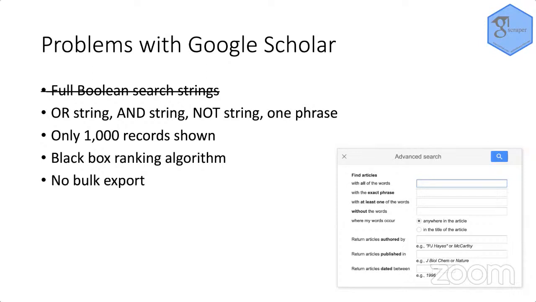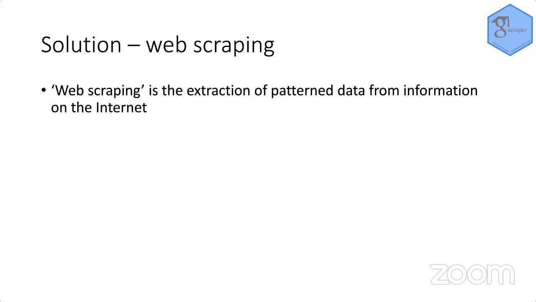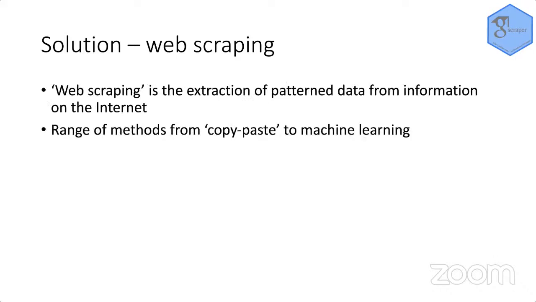There's also no bulk export from Google Scholar, which makes it difficult to integrate into review management platforms. And there's a very sensitive bot detection algorithm, which makes it difficult to do anything in a patterned way. One of the solutions to these kind of problems with grey literature is web scraping, which is the extraction of patterned data from information on the internet. There's a range of different ways of scraping information, from the human-driven copy-paste to more technical machine learning type approaches.